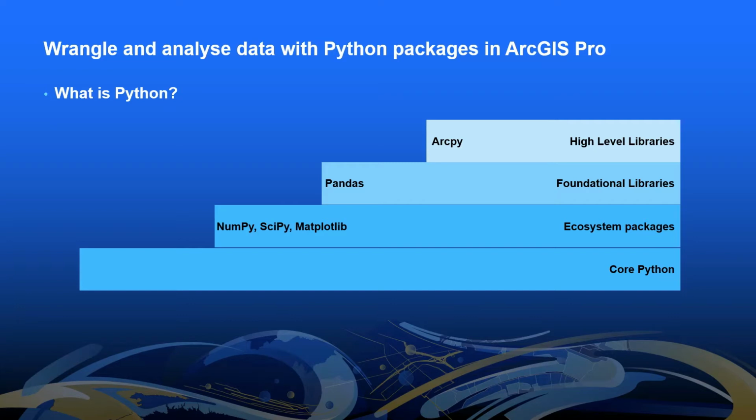Core Python itself is built on top of other programming languages. Ecosystem packages are written to solve particular sets of problems. These are designed to work nicely together, but they are fundamental, as other libraries are built on top of these. For example, Pandas is built on top of NumPy. At the top of the diagram, you can see high-level libraries, and this is where ArcPy fits in.